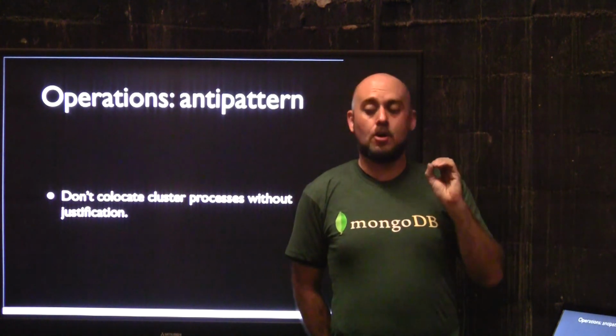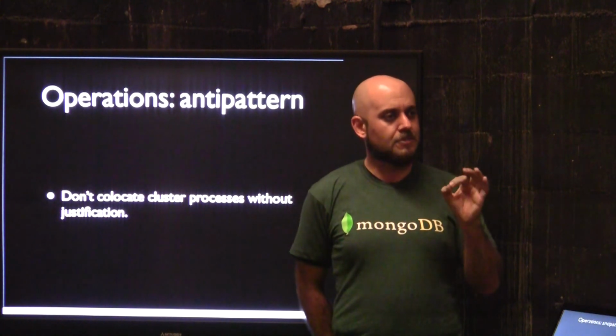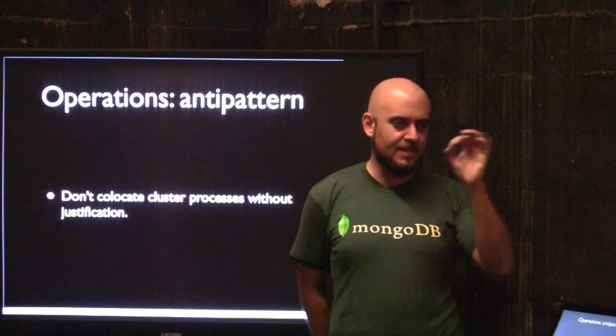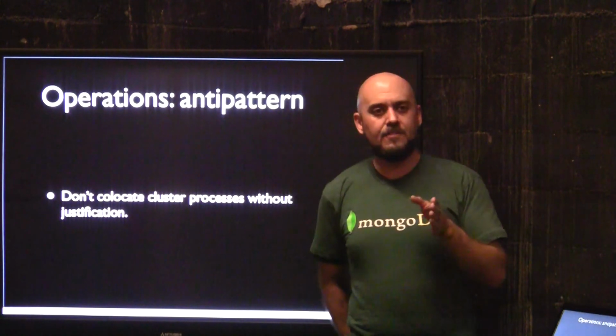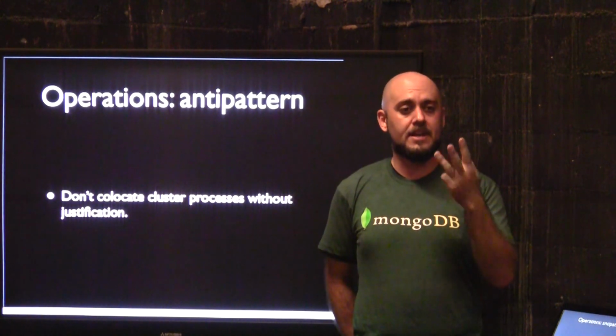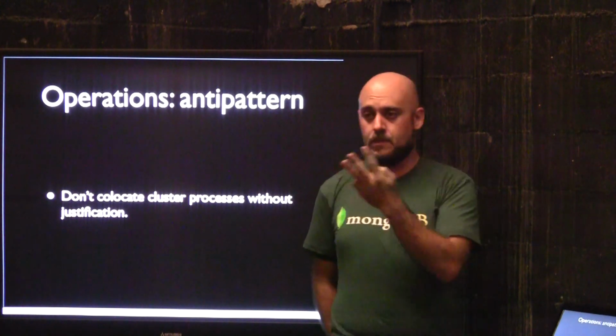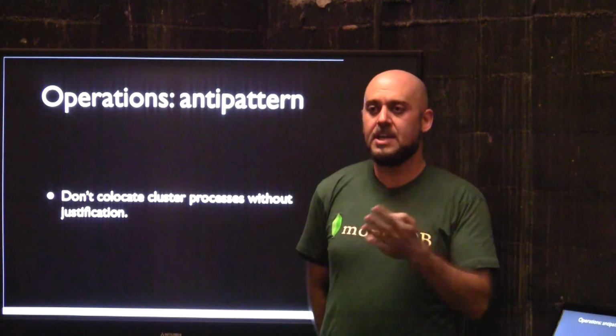You can have a member called an arbiter that doesn't store any data, but that counts as a member of the set for determining things like majorities and quorums. So is it okay to have 2 members that store data and 1 member that's an arbiter just for sort of head counting purposes? And the answer is yeah, that's fine.